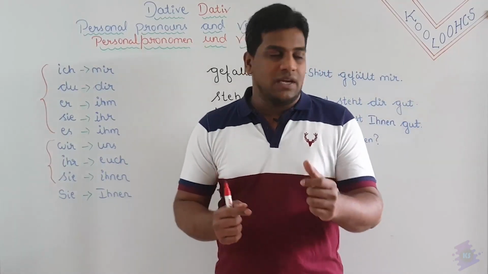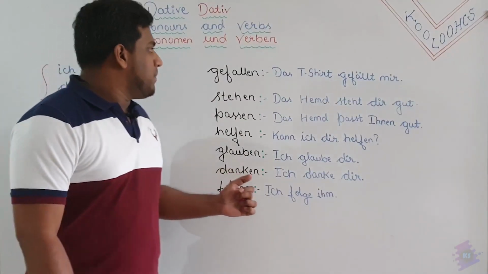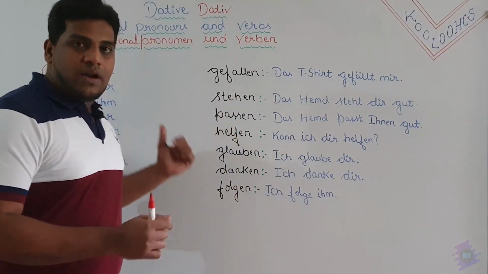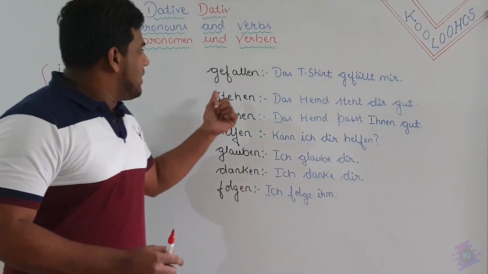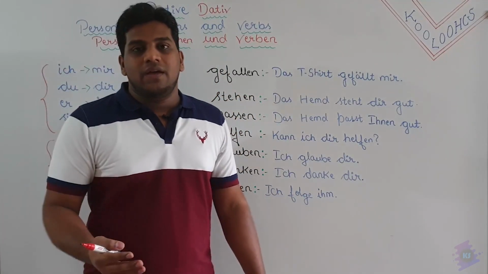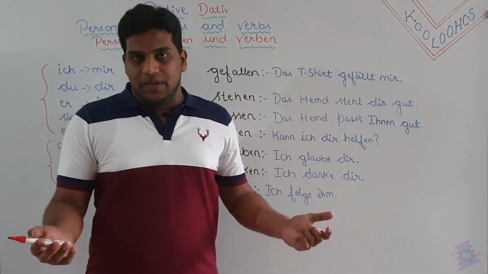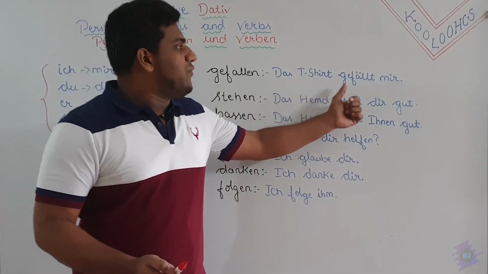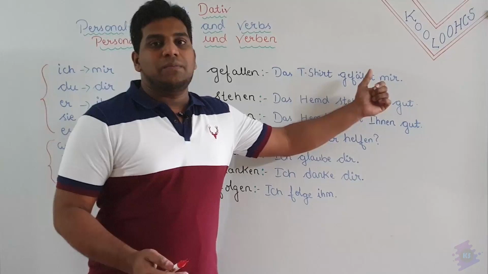This should be used when you have dative verbs in a sentence, such as this. These are the different dative verbs. So when these dative verbs appear in a sentence, you have to use the dative personal pronouns. For example, the first example is gefallen, that is to please somebody. For example, to say that the T-shirt pleases me: Das T-shirt gefällt mir.